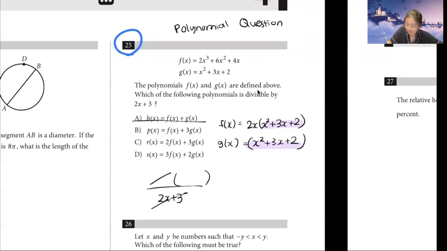If you look over at p of x, it's going to be 2x times whatever's in the bracket, plus 3 times whatever's in the bracket. And when whatever's in the bracket is the same, you could essentially factor out whatever's in the bracket, because these two are the same. Therefore, you can just take it out and multiply it, because if we do the distributive method, you're going to reach what's here anyway. So do you get what I mean? Please pause and understand it first before you move on.